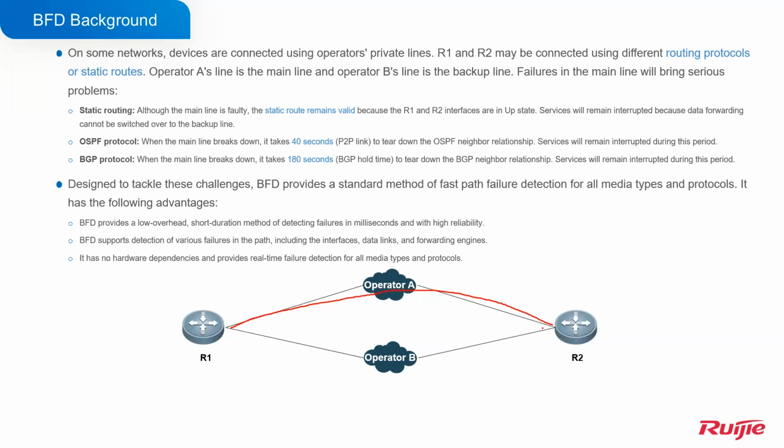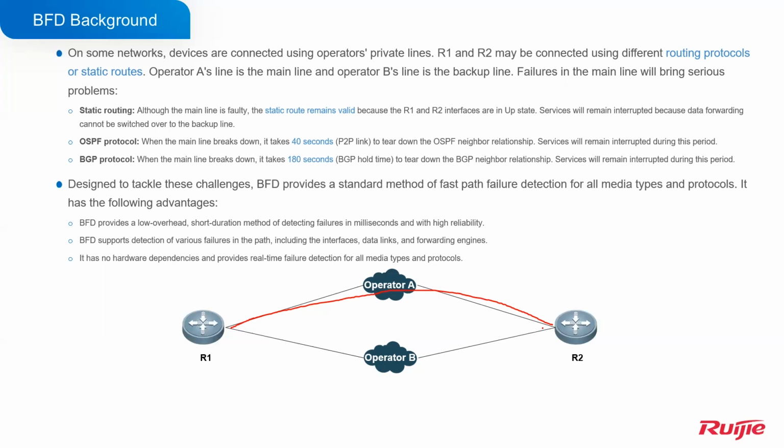Failures in the main link will bring serious problems. For example, if we use the static route, although the main link is down, the static route remains valid because the status of the interface is still up. Services will remain interrupted because data forwarding cannot be switched over to the backup link.